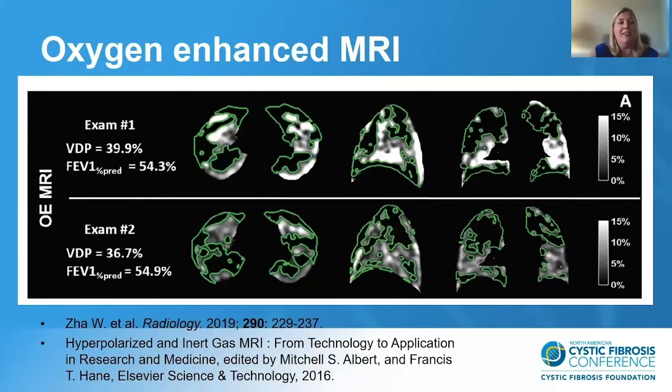Now, I want to just briefly touch on oxygen-enhanced MRI. This is a technique that's been around for over 20 years, and it relies on the fact that there's a shortening of the T1 relaxation time of 100% oxygen relative to 21% oxygen that's found in room air. And it uses subtraction analysis in order to be able to grade areas of ventilation defect. And these are outlined here in the green and categorized as VDP, or ventilation defect percentage. And so here are two examples of relatively severe CF patients with substantial ventilation defects.